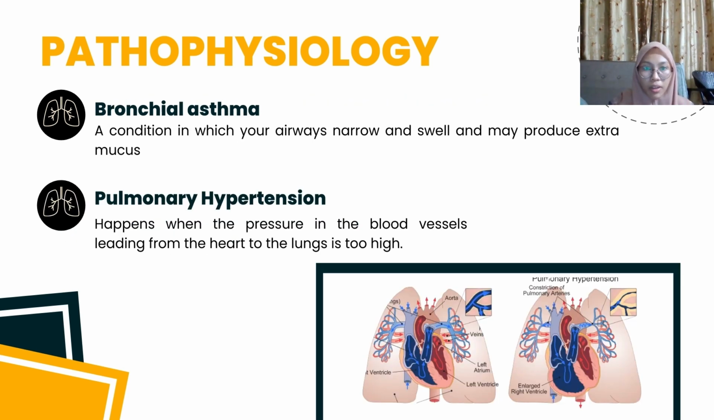Bronchial asthma is a condition in which the airways narrow and swell and can produce extra mucus. Asthma causes recurring periods of wheezing, chest tightness, shortness of breath, and coughing. Lastly, pulmonary hypertension happens when the pressure in the blood vessels leading from the heart to the lungs is too high. Arteries in the lungs can narrow, and then blood does not flow properly, resulting in less oxygen in the blood.